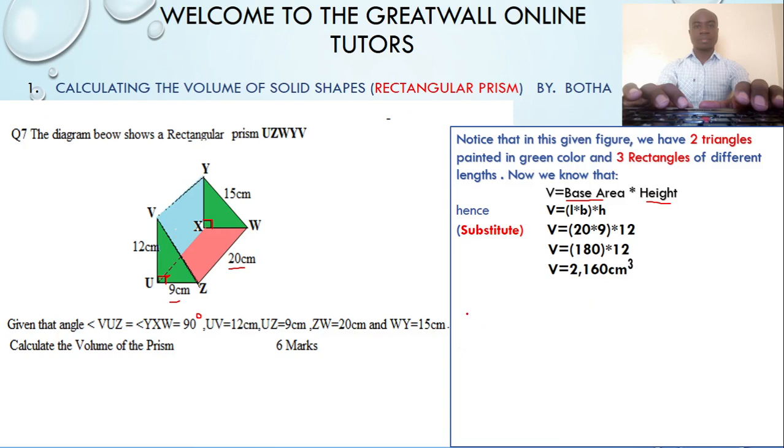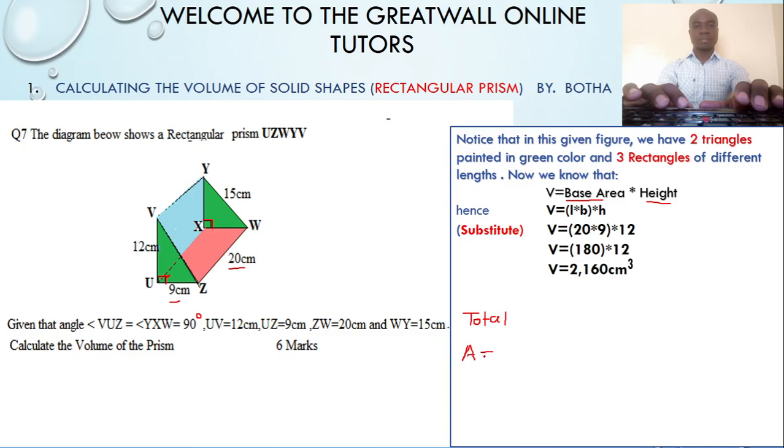There are times when you can be asked to find the area, or let me say the total surface area. So how can you calculate the total surface area if you have been asked? So to find the total surface area, you need to calculate all the areas of every face of this prism. For example, we said we have these two triangles painted in green, right?